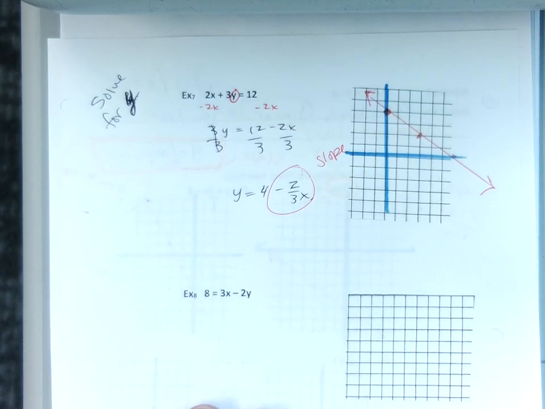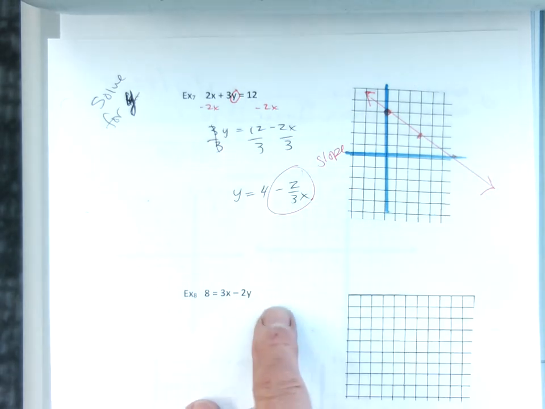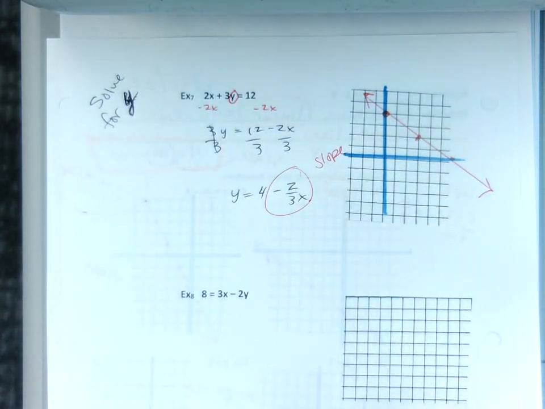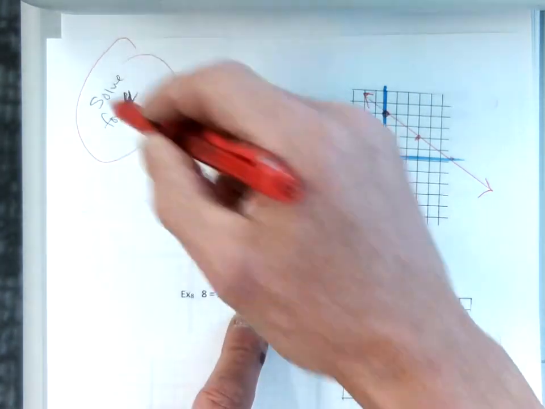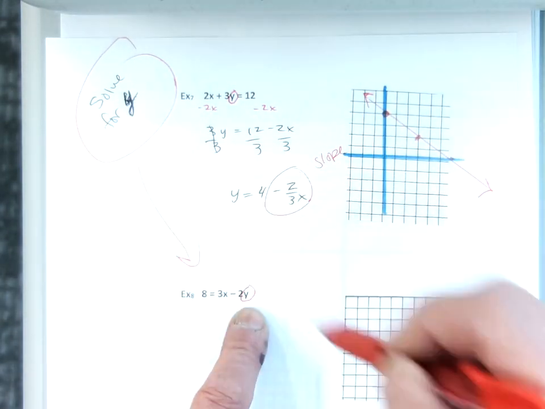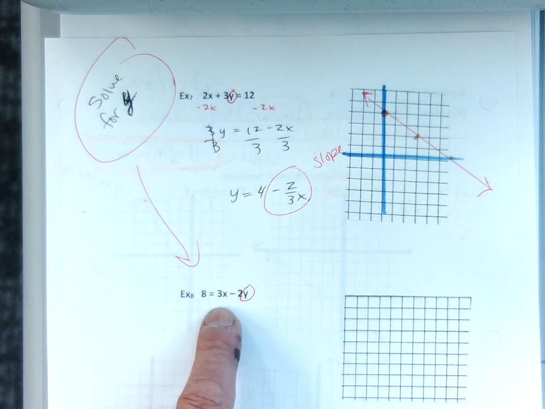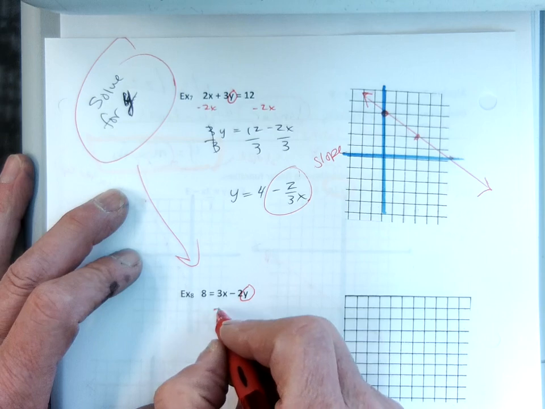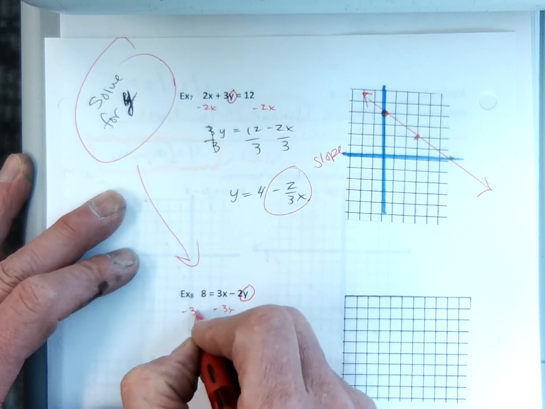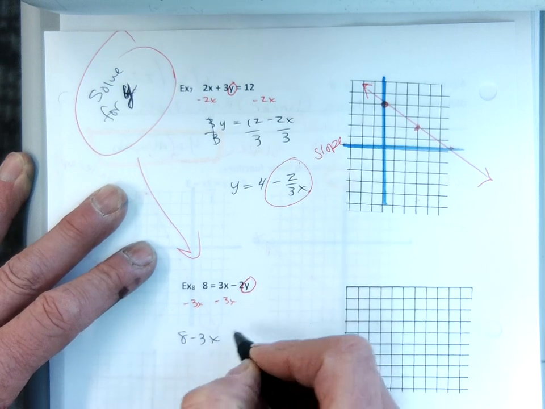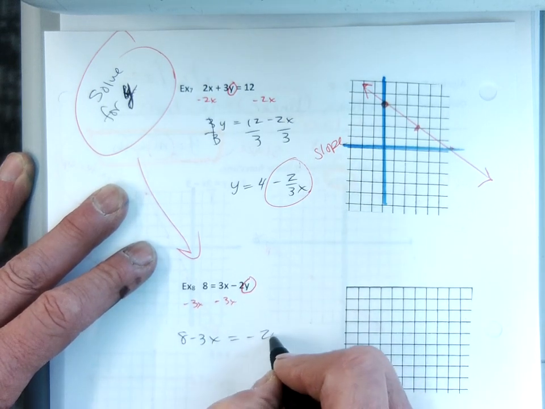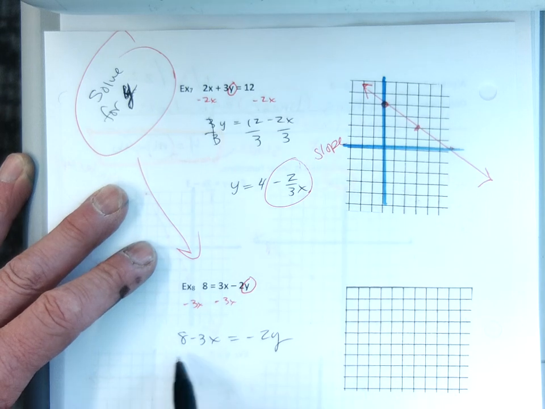Last problem. 8 is just like 7, except it's just turned around. That's all right. The y is there. Again, I want to solve for y, right? There's my y. So let's get rid of the 3x. To get rid of 3x, I'm just going to subtract 3x from both sides. 8 minus 3x equals negative 2y. You can't subtract those. Everybody agree with that? That's an 8, that's 3x.